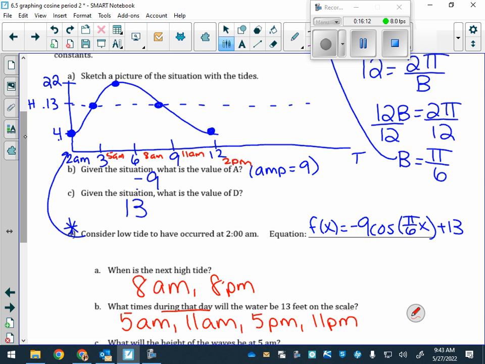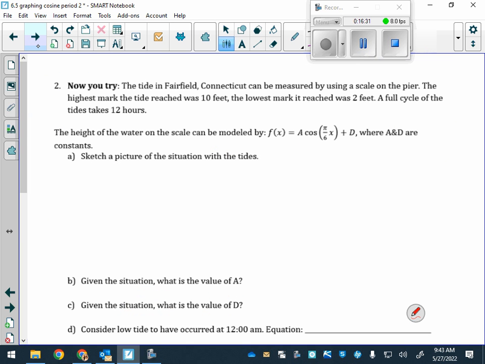Most cases, however, there's going to be times where you have to find that B value. You're given the period. Okay. You will always be given some sort of period with it. Okay. Any questions? All right, let's try another one.